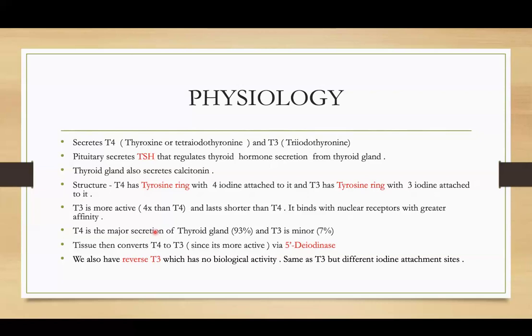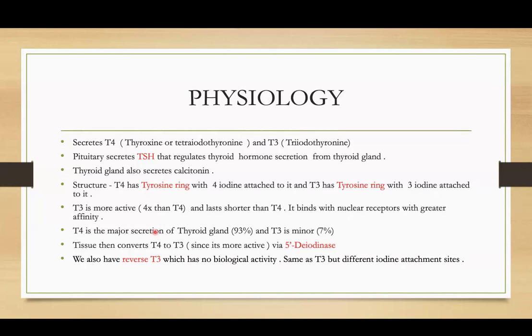And the structure is very simple. T4 has a tyrosine ring, tyrosine, the amino acid, with four iodines attached to it, and that's why it's called T4. It's literally in the name, T4. And then T3 has a tyrosine ring with three iodines attached to it, and that's why it's called T3, because it's tyrosine with three iodines. So that's in the name again. T3 is actually more active than T4. It's about 4 times more active, but it lasts shorter than T4.